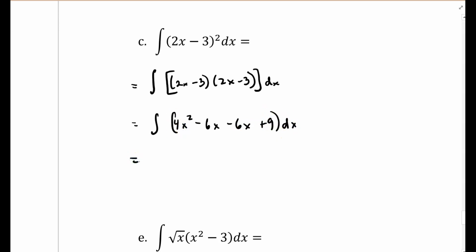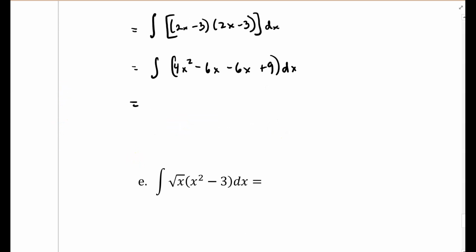Now I'm going to integrate this. So we have 4/3 x cubed, minus 12 divided by 2, x squared, plus 9x. I get a little scared every time I start doing some shortcuts. I feel like I'm going to make an error.